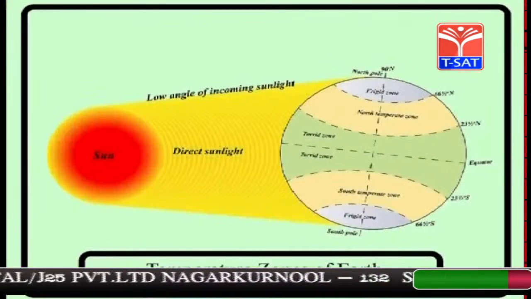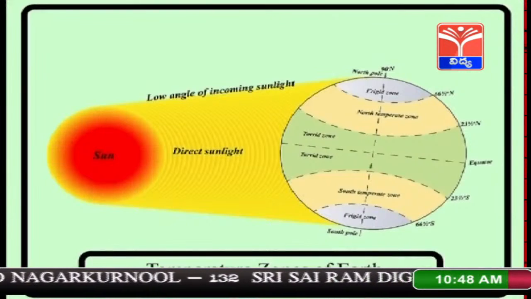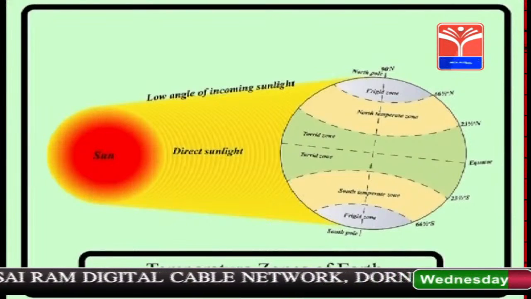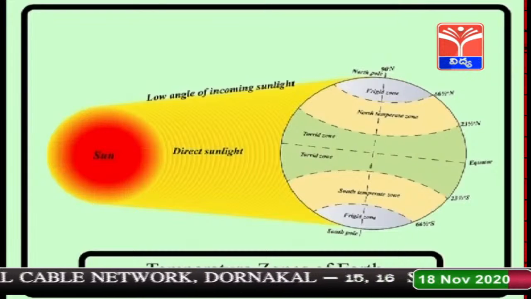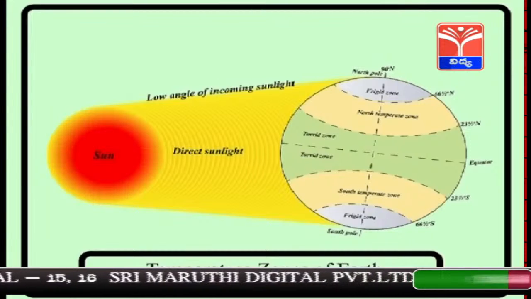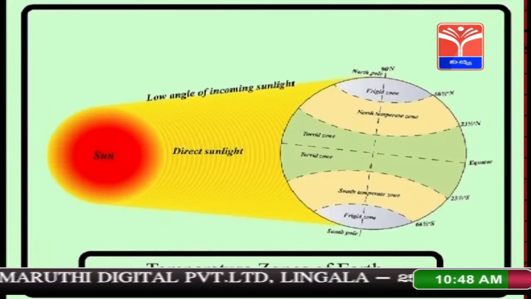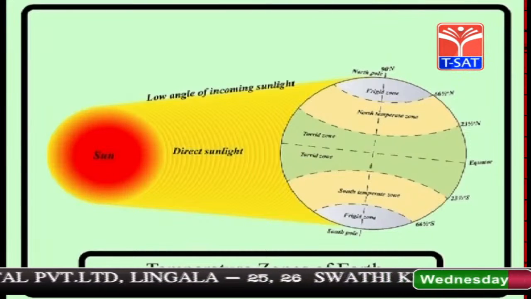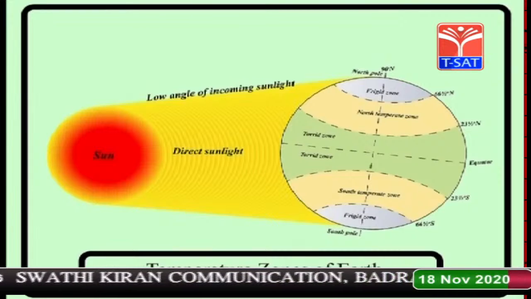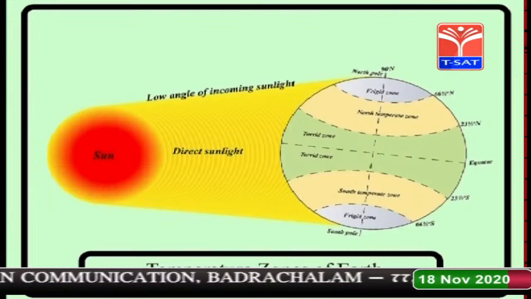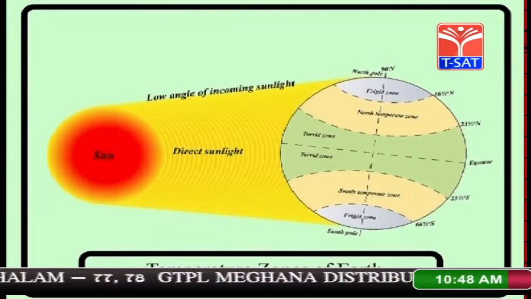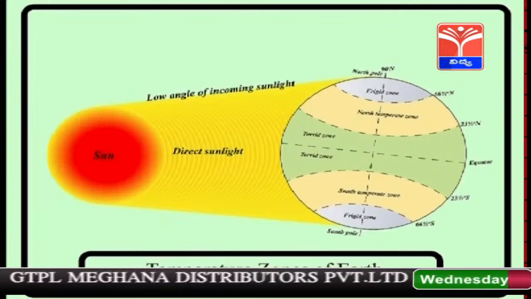Look at this image. It is showing the incidence of sun's rays. It is showing the temperature zones of Earth. So, it is more intense at lower latitudes like tropics and less intense at higher latitudes like polar regions. We know that polar regions are extremely cold because the insolation of sun's rays is very less.